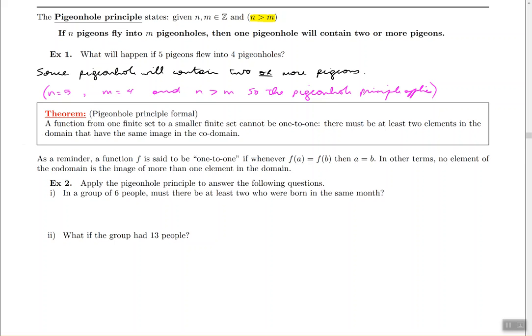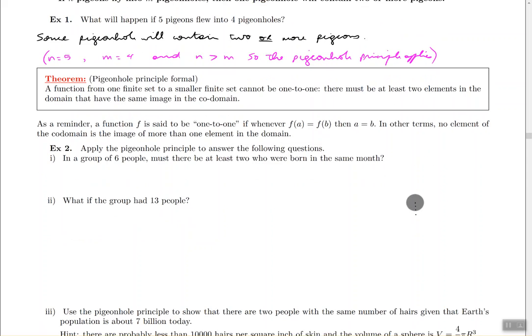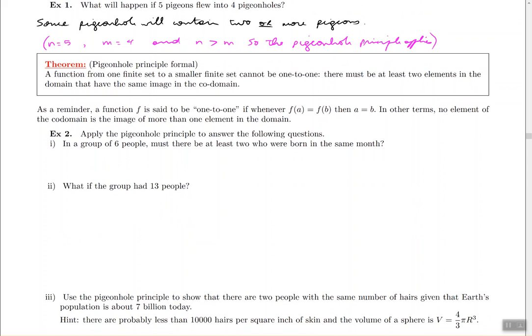They could be, again, all together in one house, or they could be spread out with one of the houses containing 2 pigeons. Okay, so let's think about example 2. It says, in a group of 6 people, must there be at least 2 or more who were born in the same month? So in that case, the answer is no.